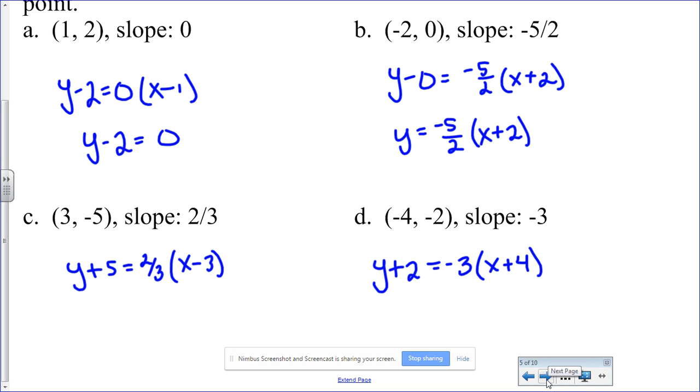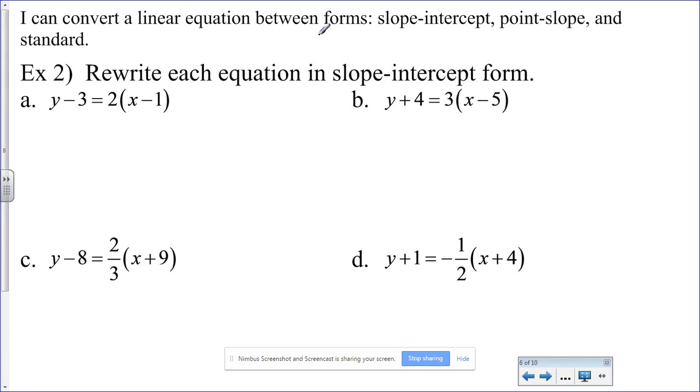We are going to go ahead and use this form to change to slope-intercept form. So remember, slope-intercept form is y equals mx plus b. If you notice, all of these problems here in example 2 are in point slope form, and we're going to change these to slope-intercept form by following 2 steps. First, we distribute, then we need to get the y out.